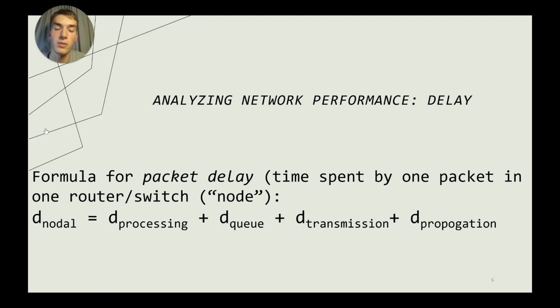So there are a few things that we use to analyze network performance, and one of these is going to be delay. And so we calculate delay at each router. And so we call packet delay the time that one packet spends at one router. And packet delay, we can get the formula for packet delay by adding up all of the different delays that are going to happen at that router, or that node, or switch. So the nodal delay, the delay that a packet has at one router, is going to be the processing delay plus the queuing delay plus the transmission delay plus the propagation delay. So let's define each of those terms.